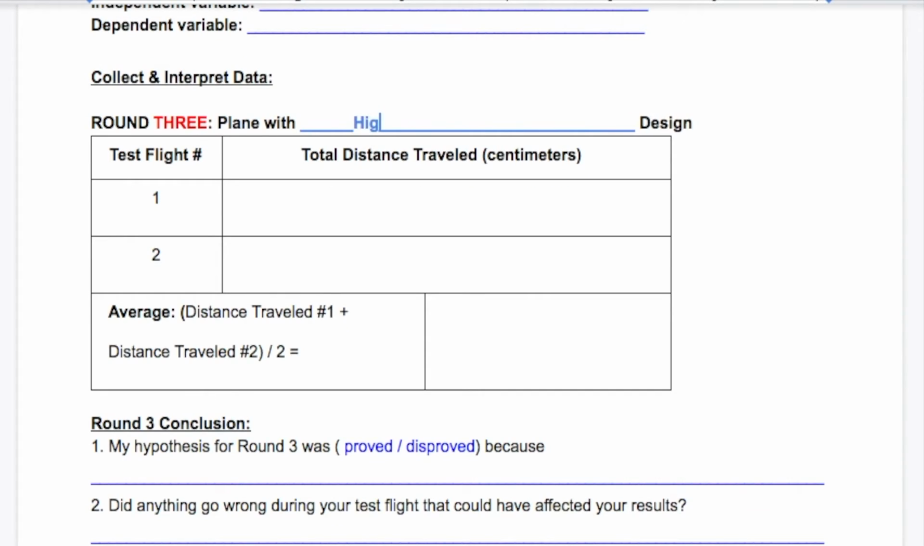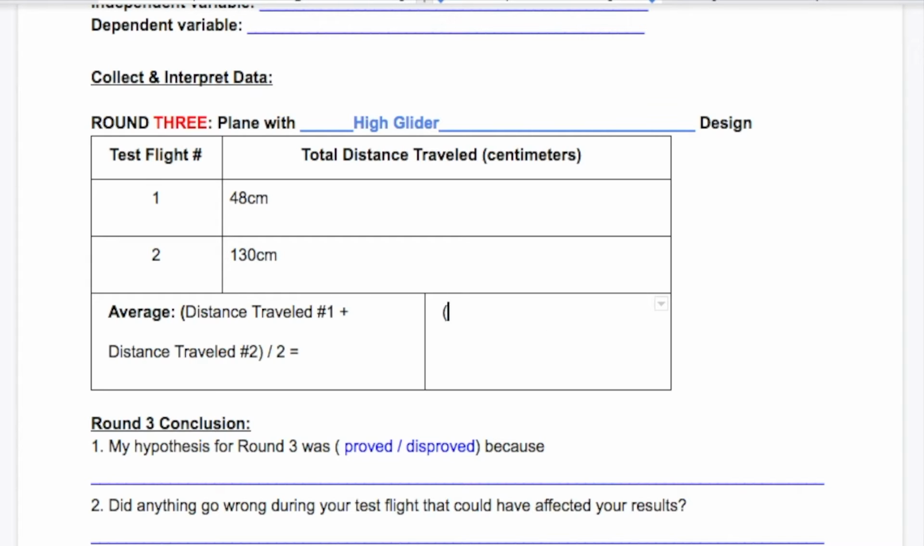So let's say that I decided to do a totally different plane design for round 3, high glider. And then I went outside and I flew my plane. And here are my different measurements. But here, right, this is what might happen to some of you where one throw is really good, but the other one is not so great.